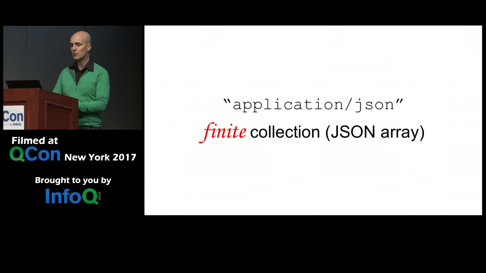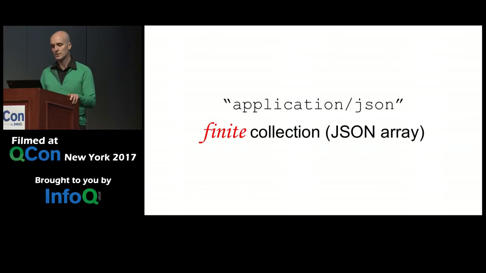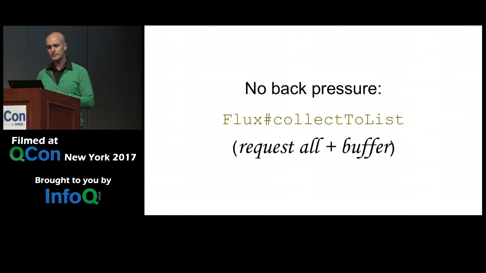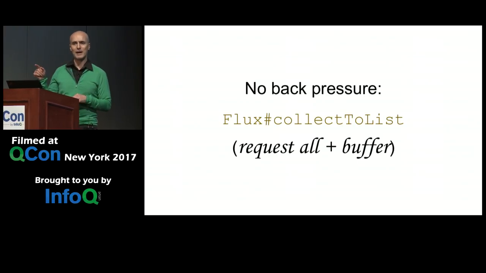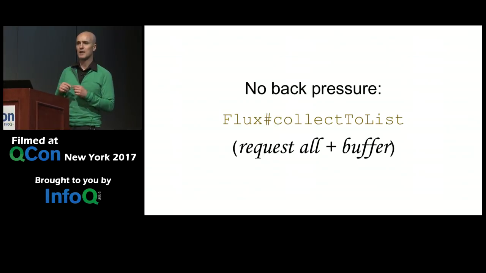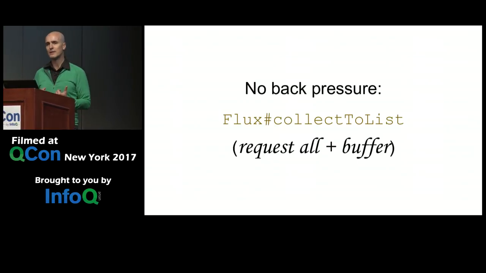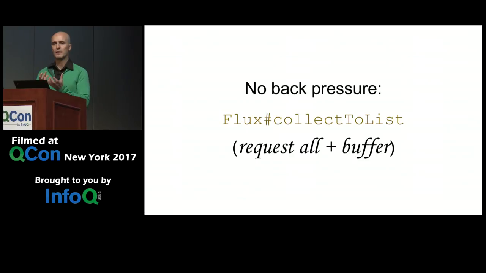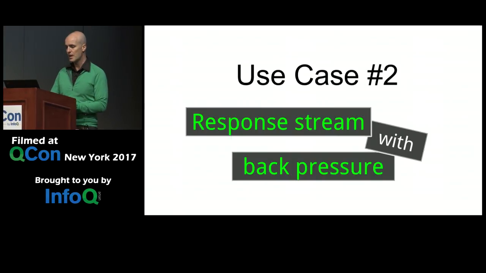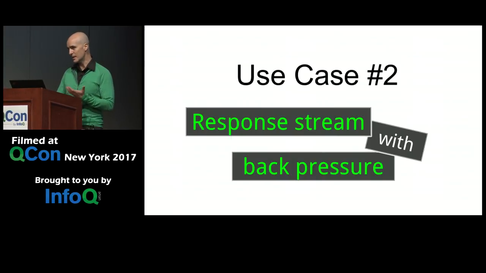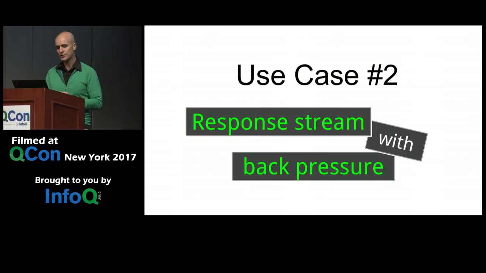So by default, we tend to assume that what you want to do is to write application JSON. That's why you see that there's no back pressure. We know that this is kind of a collection. We ask for all the data to come. We accumulate it in a list, and then we write that out as a JSON array. But it actually is more interesting to see back pressure in action.